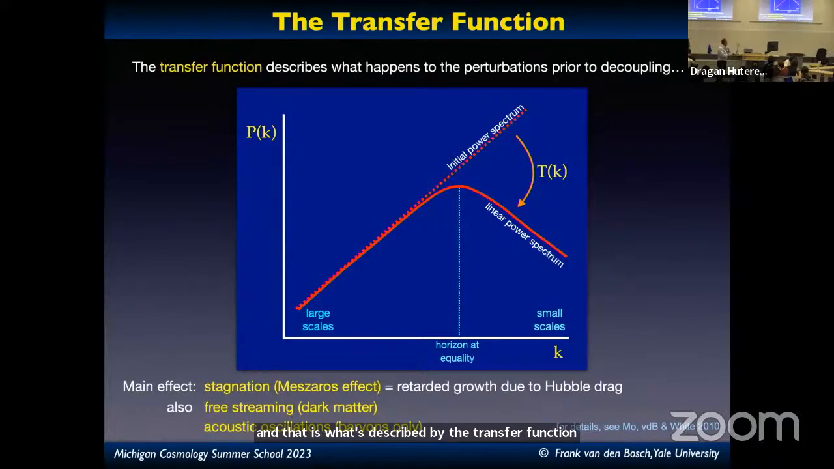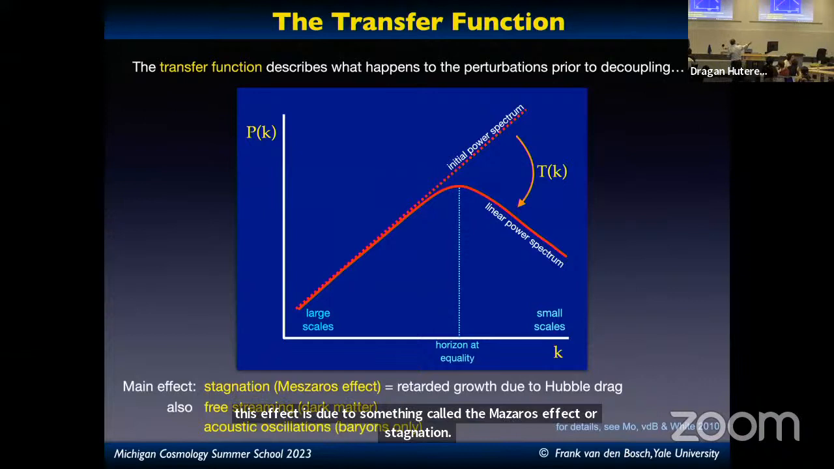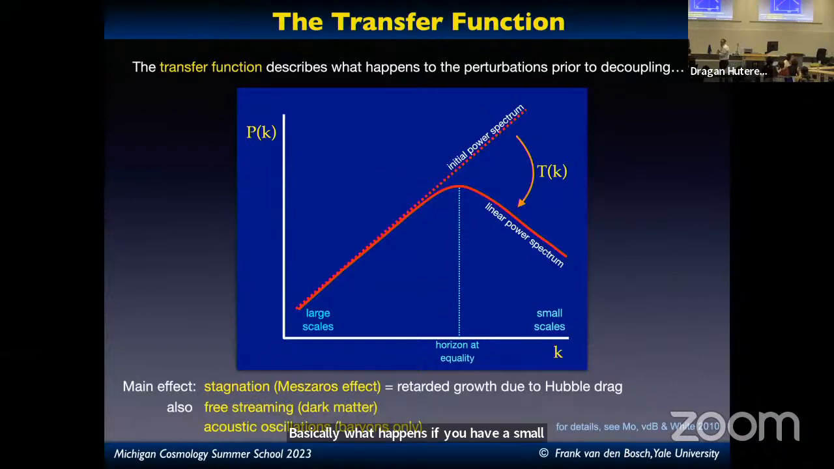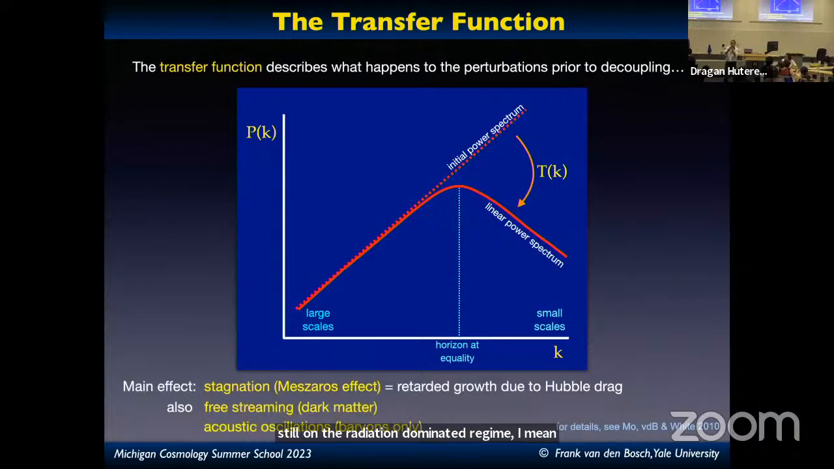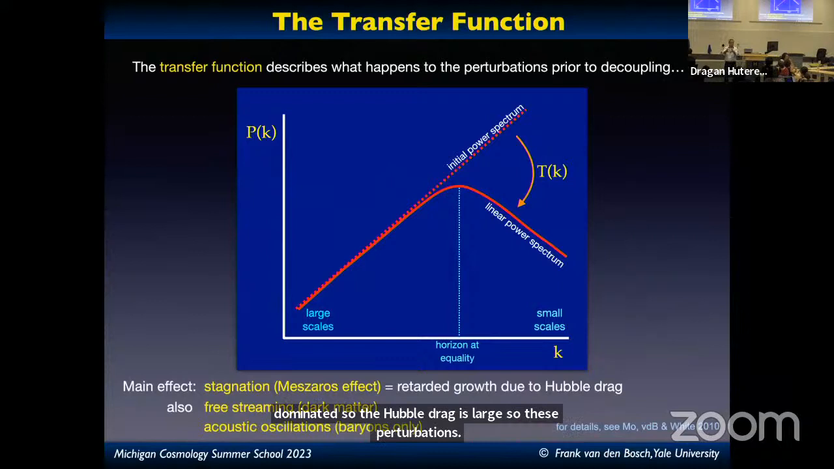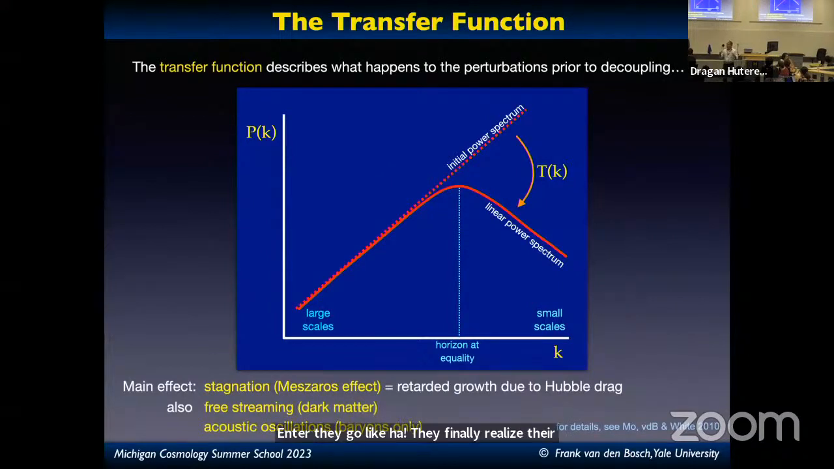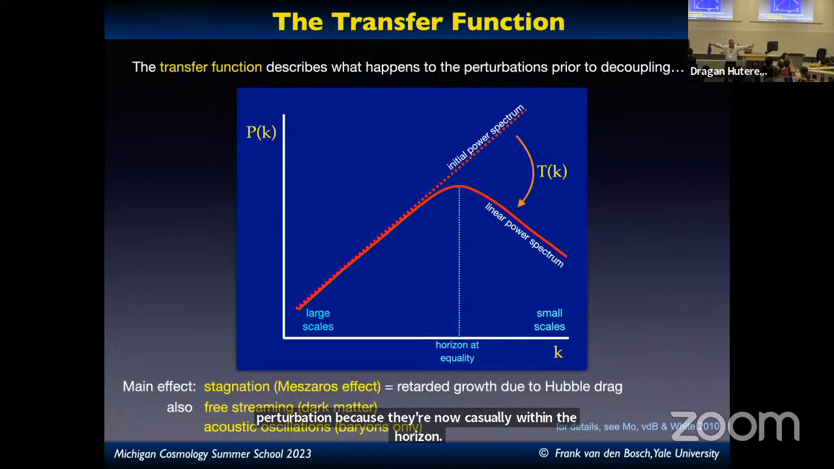The transfer function describes what happened there. Most of this effect is due to something called the Meszaros effect, or stagnation. Basically, if you have a small perturbation, a small wavelength, and it enters the horizon early, when the universe is still in a radiation-dominated regime, the universe is expanding a bit faster than during the matter-dominated regime. So the Hubble drag is large. These perturbations enter and finally realize they're a perturbation because they're now causally within the horizon. They go, I'm an overdensity, I want to collapse. No, the Hubble drag prevents it, and it's stagnated, it can't grow.